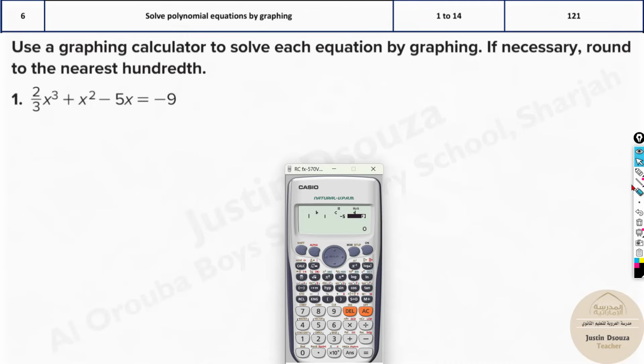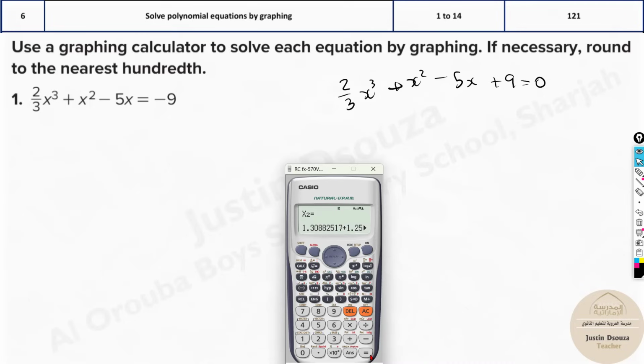So nothing must be at the right side. What exactly it means is you must write everything to the one side itself. That'll be plus x squared minus 5x plus 9 equals 0. So this is what you need to put in the calculator. The right side must be equal to 0. So this 9 constant term moves to the other side. It becomes positive 9. And the answers are so and so.